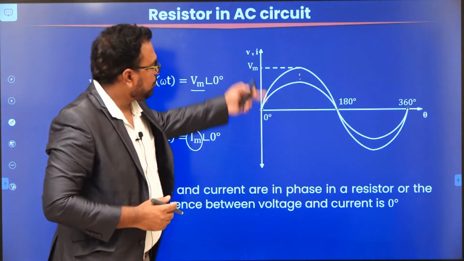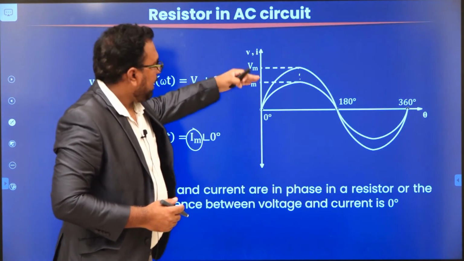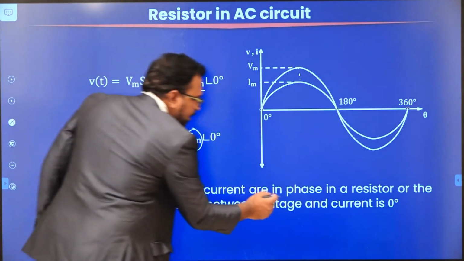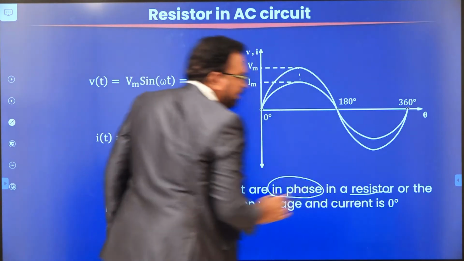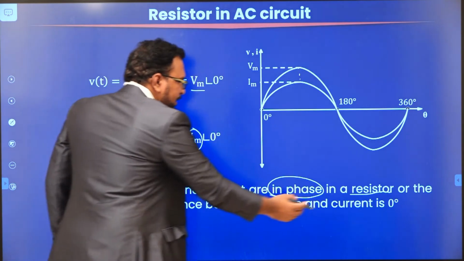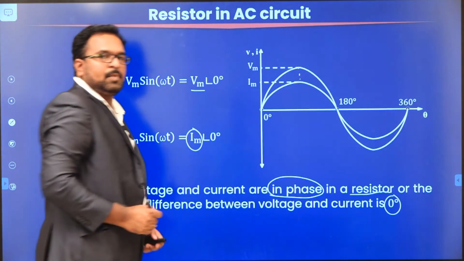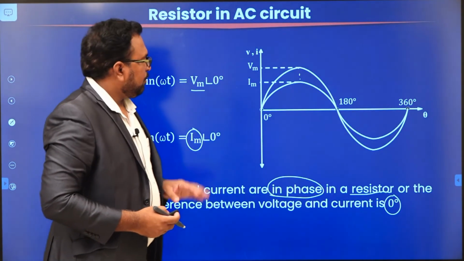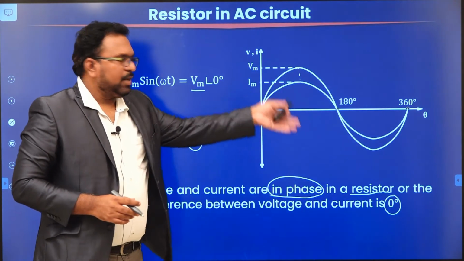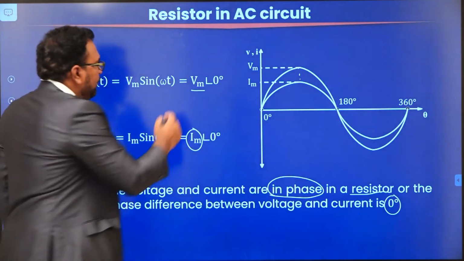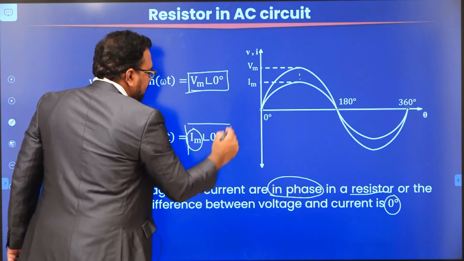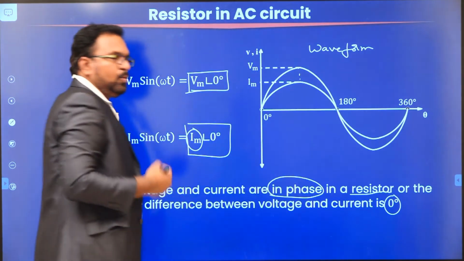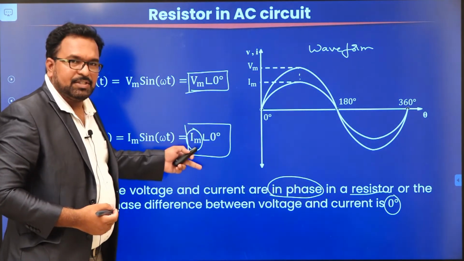So what is the difference between these two waveforms? Only the magnitude. So we say the voltage and current are in phase in a pure resistor circuit, or the phase difference between voltage and current is 0 degrees. Now let us represent this waveform diagram in phasor notation. The phasor notation is a new thing, because you know how to draw waveforms using the expressions, but how will you represent them using a phasor diagram? So this is the waveform or graphical representation. Now let us try to represent these two equations in phasor notation.